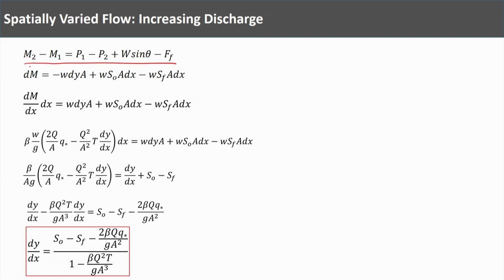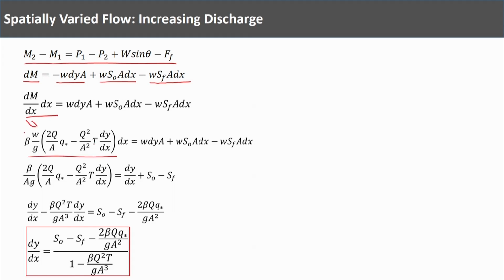So, this is m2 minus m1 equal to P1 minus P2 plus w sin theta minus Ff. So, I can write this as dm, which is equal to, putting P1 minus P2 as w dy A, plus w sin theta can be written as w S0 A dx, and similarly Ff can be written as w Sf A dx. Okay.